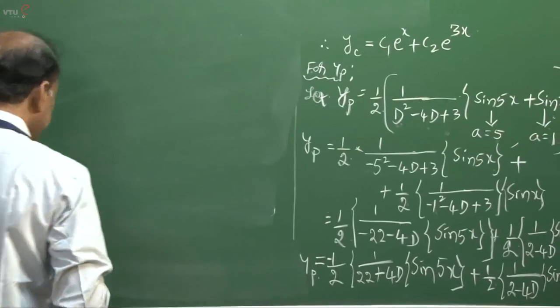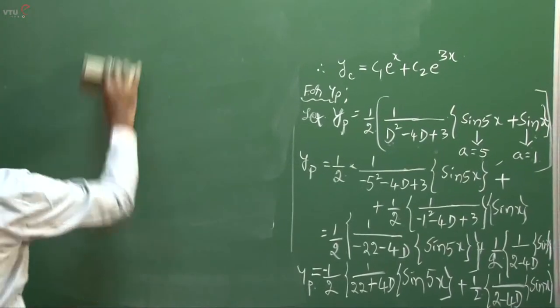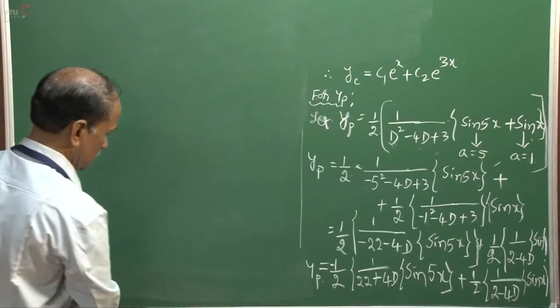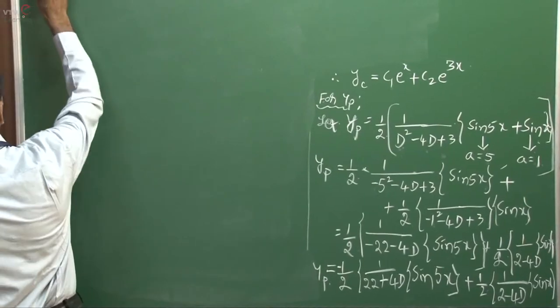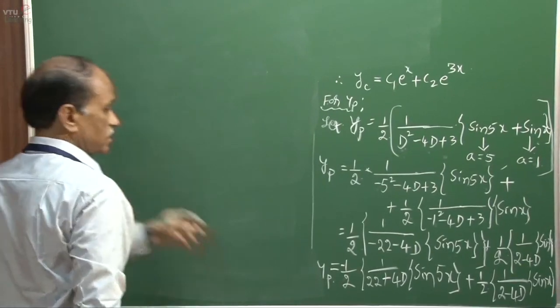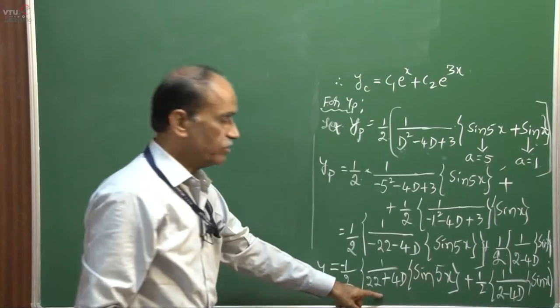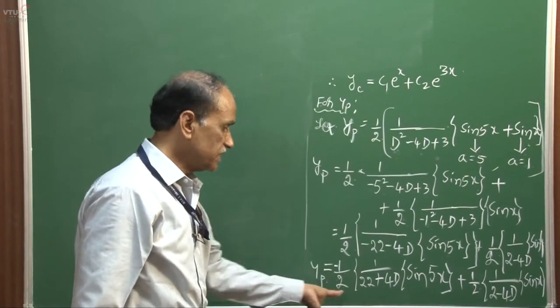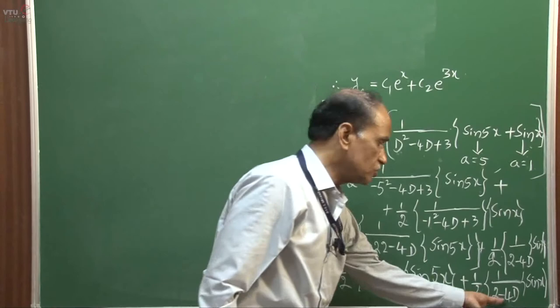Then you can write yp. As it is you can't operate, but you can take even some number also. You can take 2 outside here and 2 outside here also.